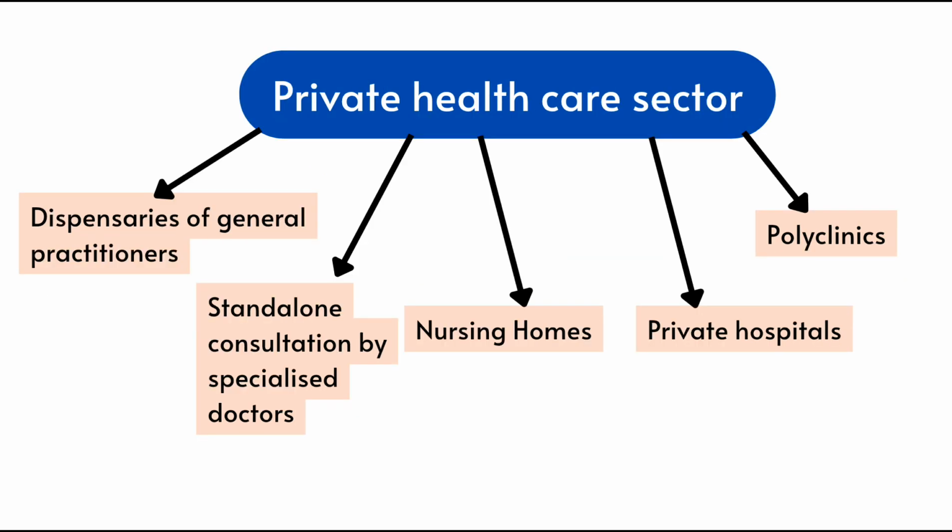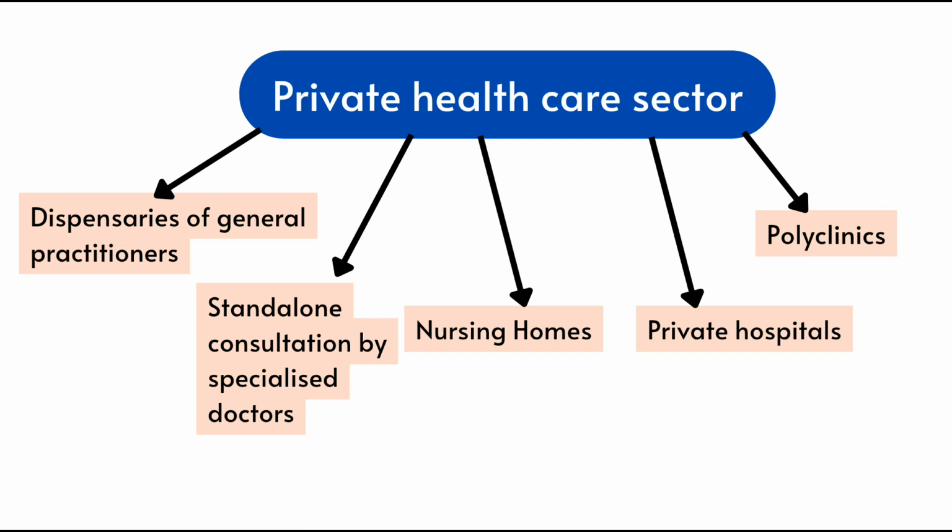The next is private healthcare sector, which consists of dispensaries of general practitioner. These are small clinics run by general doctor. They offer basic consultation, treatment for common illnesses and prescription. Second is standalone consultation by specialized doctor. These are individual specialist doctor like cardiologist or dermatologist, and they provide consultation in their private clinic, patient visit for expert opinion, diagnosis and treatment.